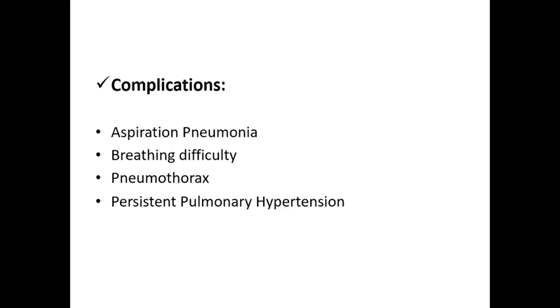Then the babies can develop persistently high pressure inside the lungs. So this is called persistent pulmonary hypertension. And since the amount of oxygen that enters into the blood is low due to poor oxygenation, the amount of oxygen that reaches the brain will also be low, and this can induce brain damage.